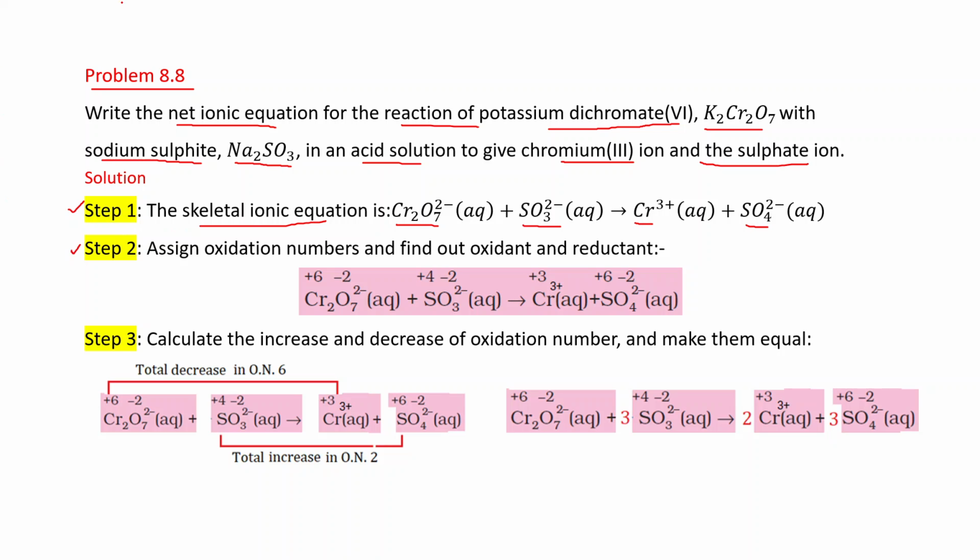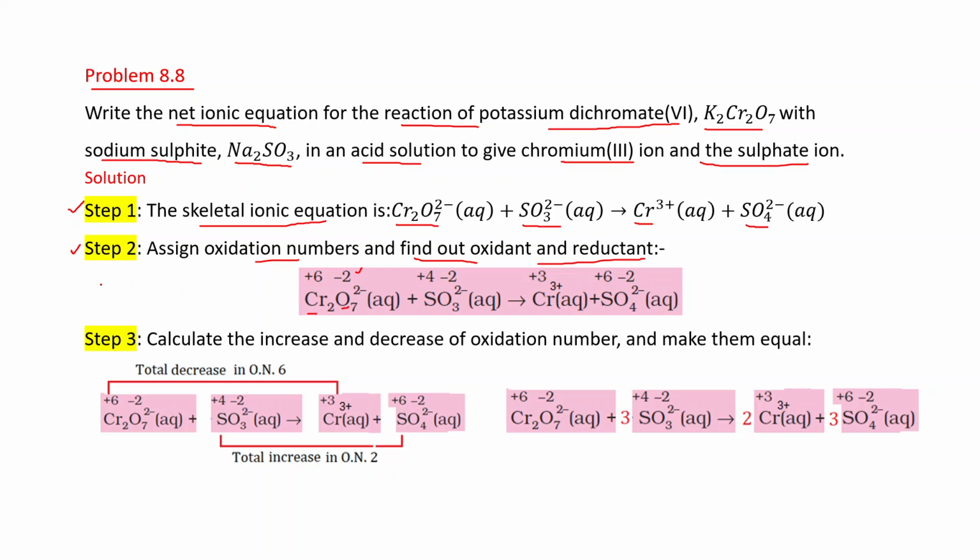Step 2. Assign oxidation numbers and find out oxidant and reductant. To assign the oxidation number, we follow the rules for calculating oxidation number which we have discussed in the previous video. Now in case of Cr2O7 2 minus, oxidation number of oxygen is -2. And to find out the oxidation number of chromium, we use the rule that in case of a polyatomic ion, the sum of the oxidation numbers of all the atoms is equal to the charge on that ion.